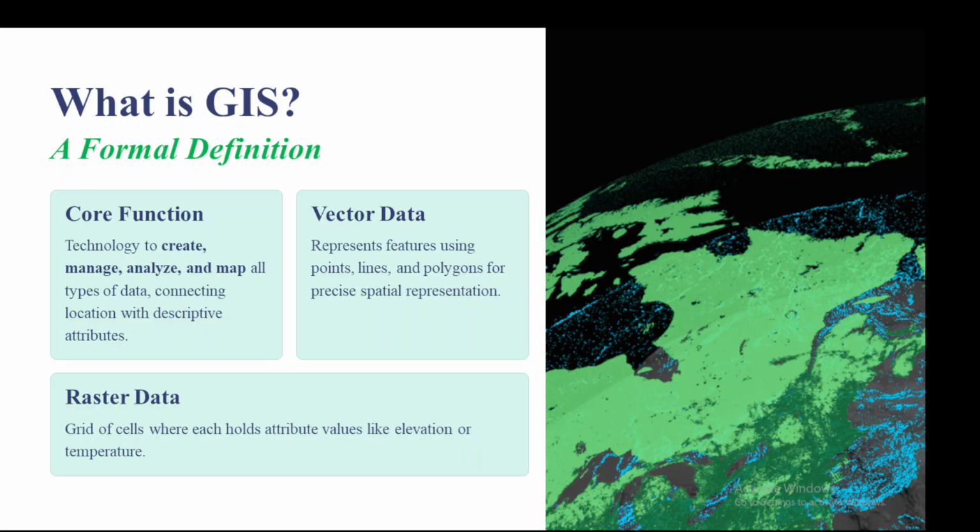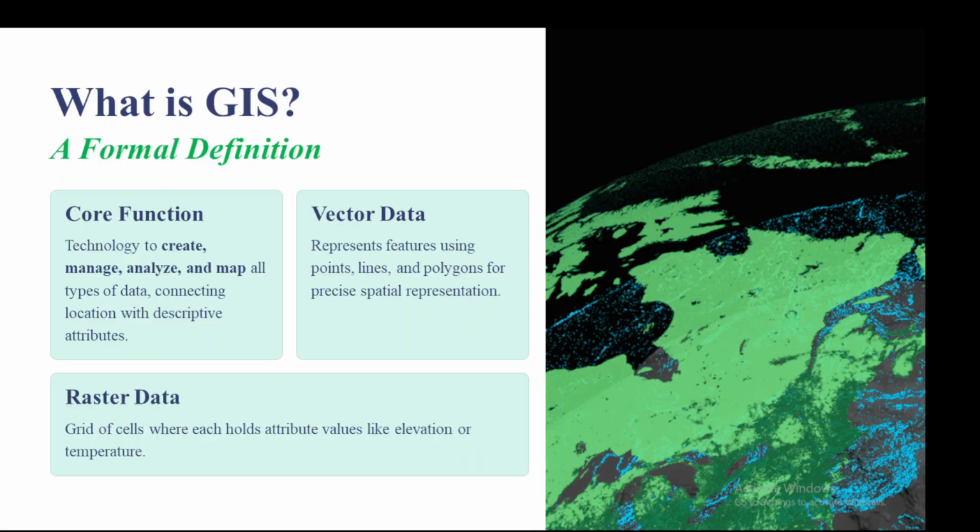Governments use it to plan cities, industries use it to optimize operations, and researchers use it to understand the world better. So what exactly is GIS? GIS is a technology that helps us create, manage, analyze, and also map data.